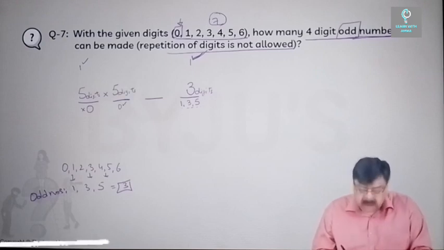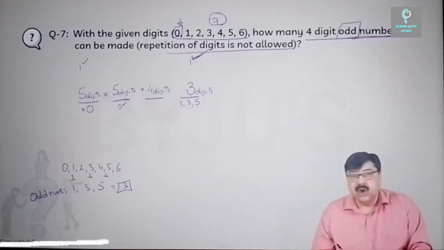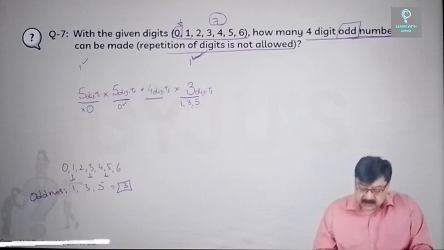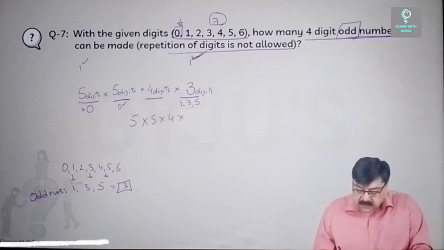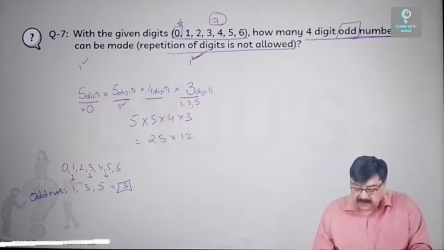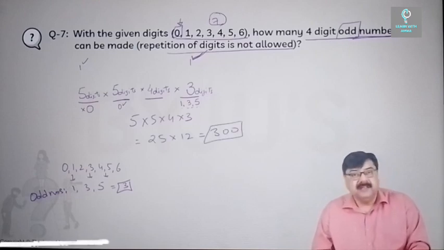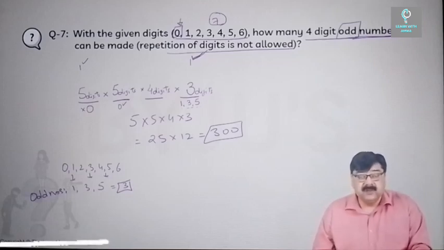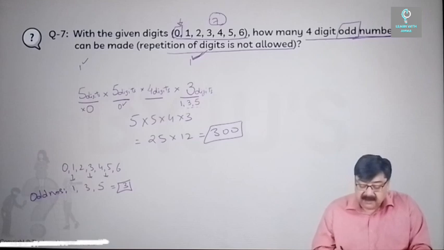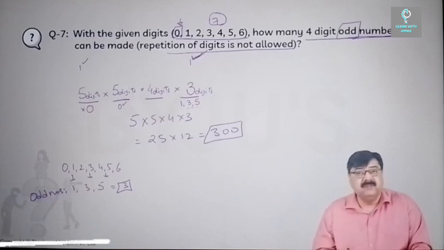Here 0 is allowed. And then in the tens place, we have 4 digits as the options to fill up this position. So in total, we will get 5 into 5 into 4 into 3. So this is going to be 25 into 12, which is 300. So there can be 300 such 4-digit numbers, which would be odd numbers, that can be formed from the given digits from 0 to 6.